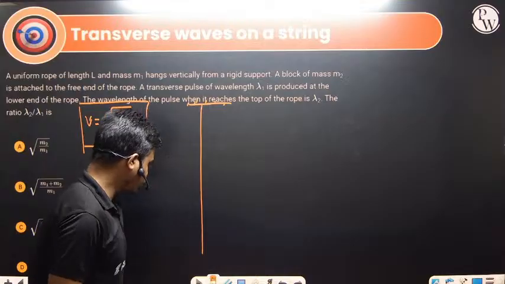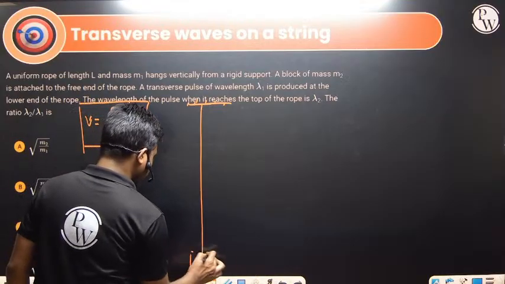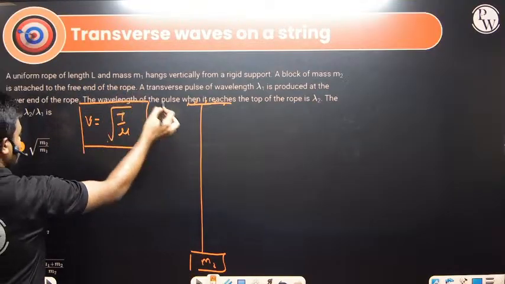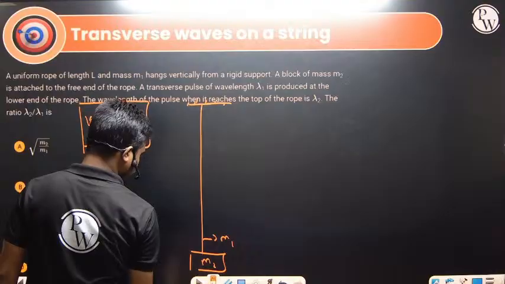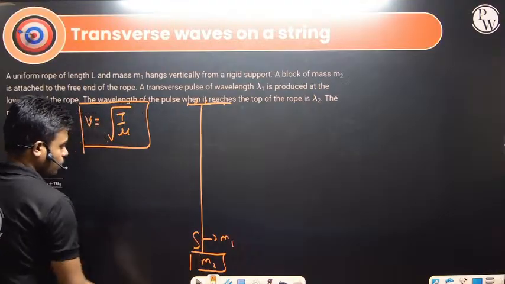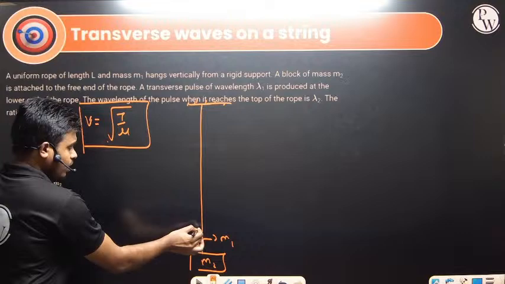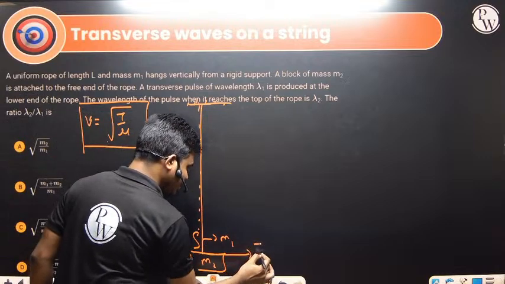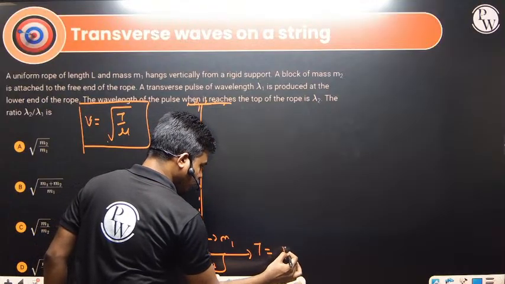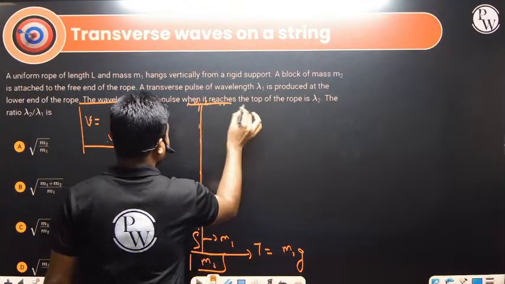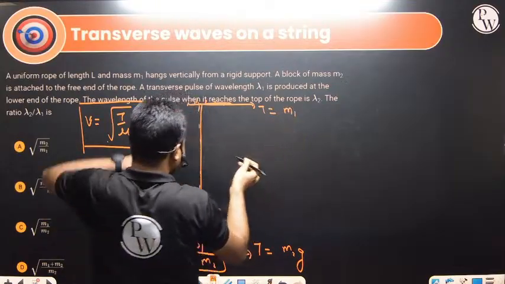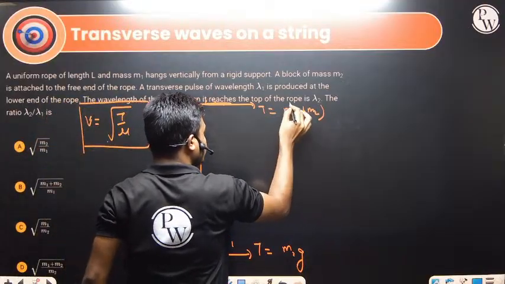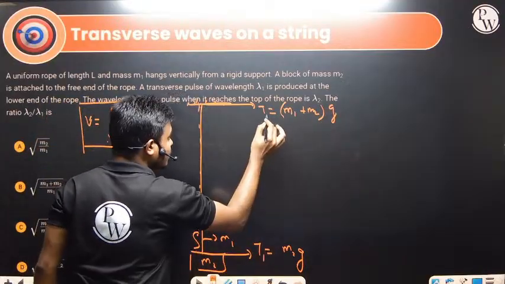So one block m2 is attached here, and the uniform rope has mass m1. One wave is formed on this string. As it goes up, tension is increasing. At this point, tension is given by only m2g. At this point, the mass of the rope will also be counted, so tension is (m1 plus m2) into g. This tension is T1 and this tension is T2.